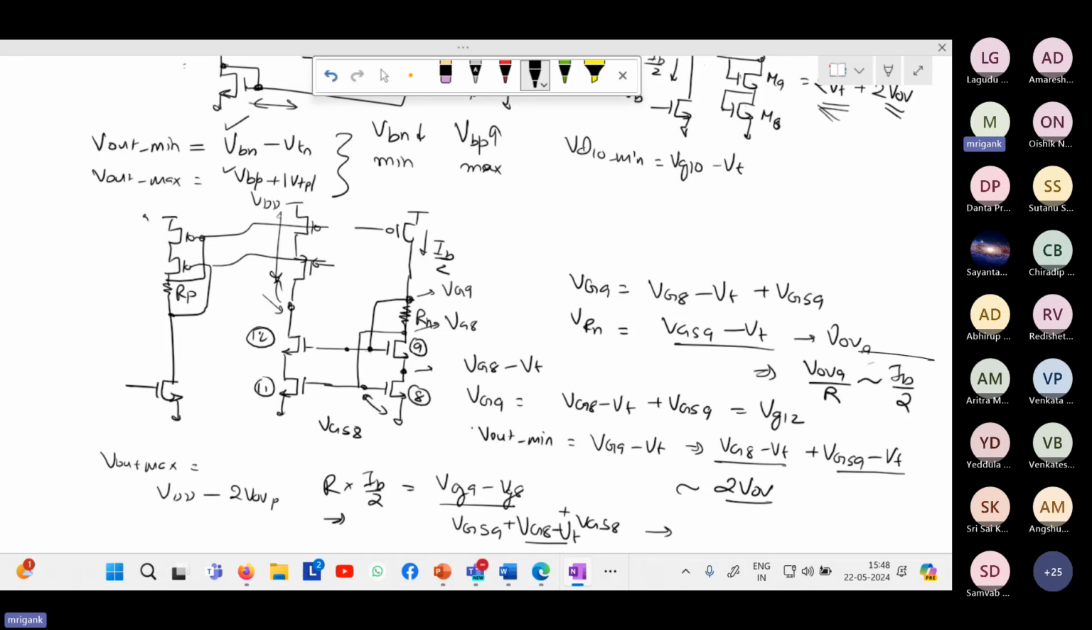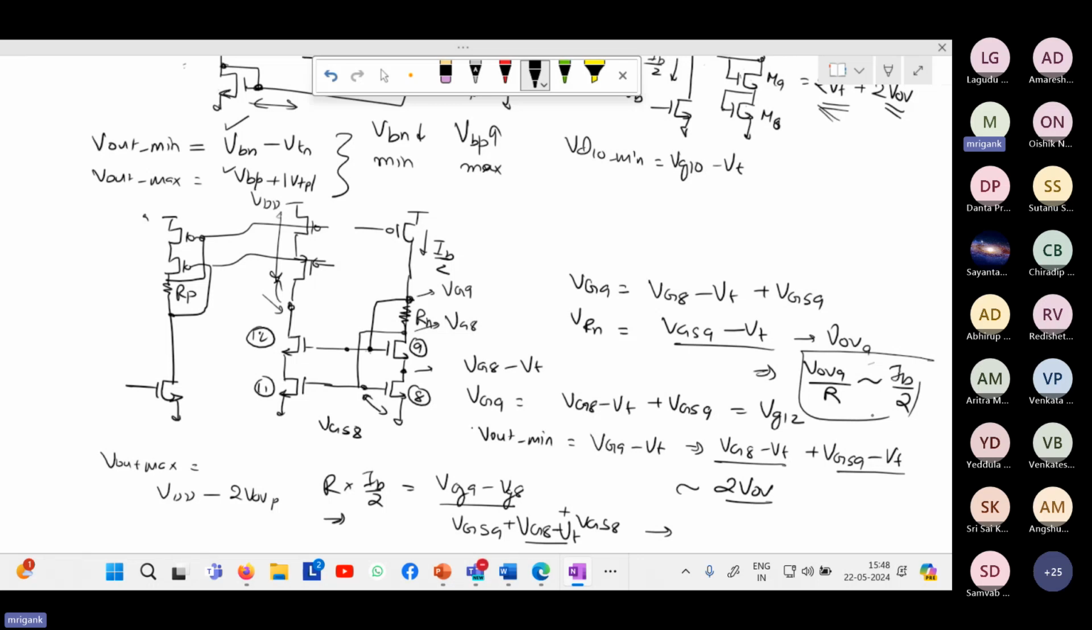So I bias by 2, whatever is the current flowing in that branch. Again, the parameters will vary across process. There will be variations, so it is not easy to ensure that it is going to hold true for all conditions. Across process, temperature, etc., it can vary slightly. But approximately in simulation, we can set it like this: whatever is the R value, how do you decide that? Overdrive voltage of M9 divided by the current flowing in M9.